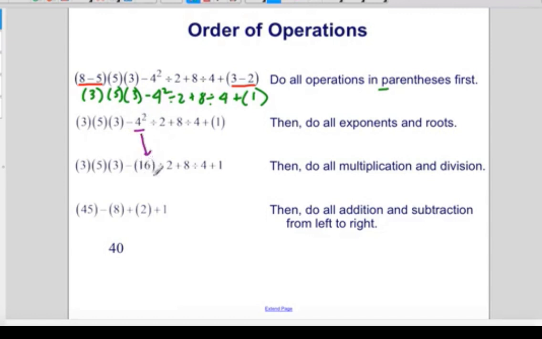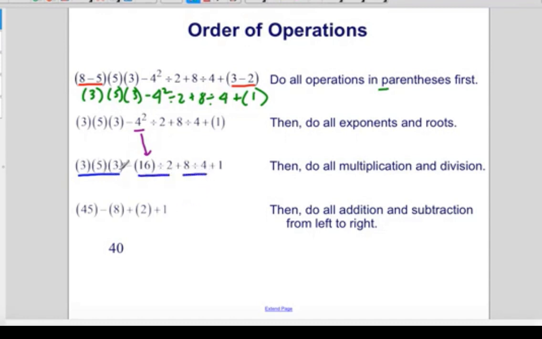And we're going to put that in parentheses immediately because when it comes to signs, it gets a little tricky. So whenever you do an operation like this, just put it into parentheses. That way you don't get confused. The next step will be multiplication and division. So these are all multiplied together, these are divided, and those are divided.